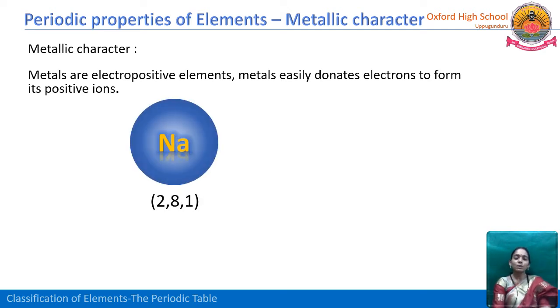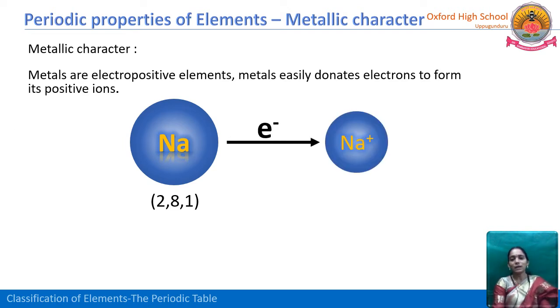Take sodium here, its electronic configuration is 2, 8, 1. So it loses one electron and becomes a sodium ion, that means Na plus. And we can even observe the size of the Na plus ion is less, whereas the Na neutral atom is bigger.